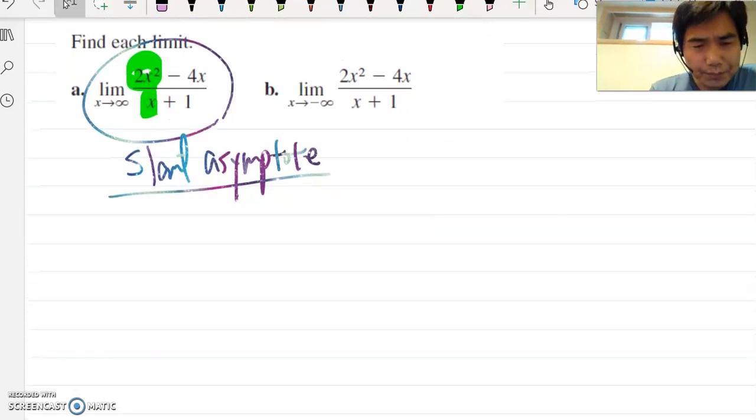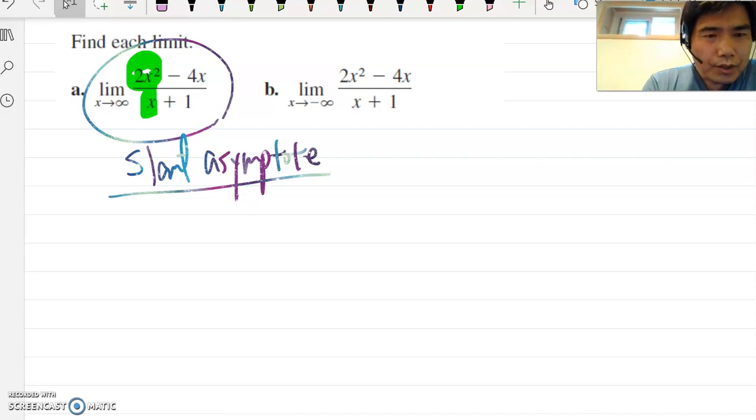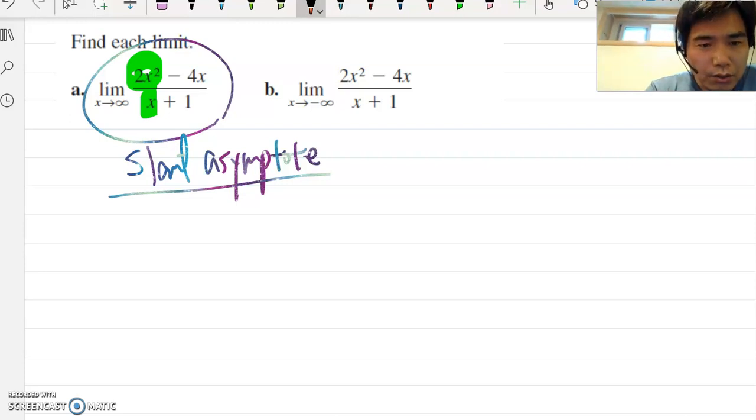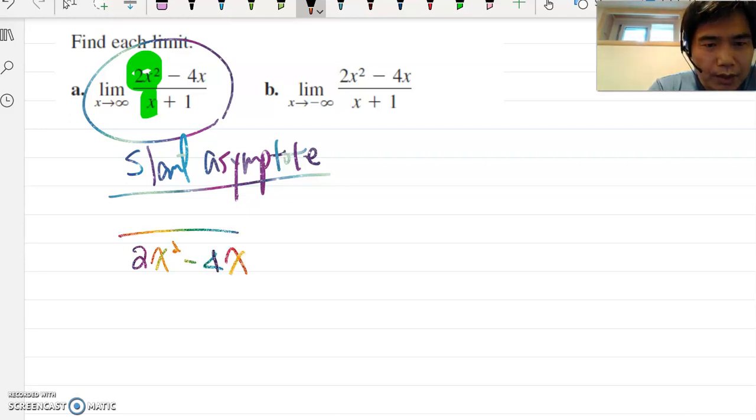So first of all, you divide the numerator function by the denominator, because whenever you need to confirm the limit value, we had better write it as a regular polynomial expression plus a fraction. So I'm going to do that. So maybe 2x squared minus 4x divided by x plus 1.